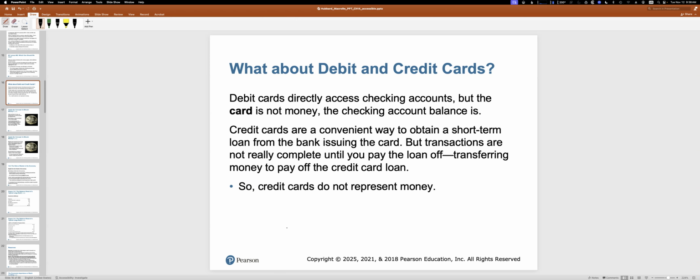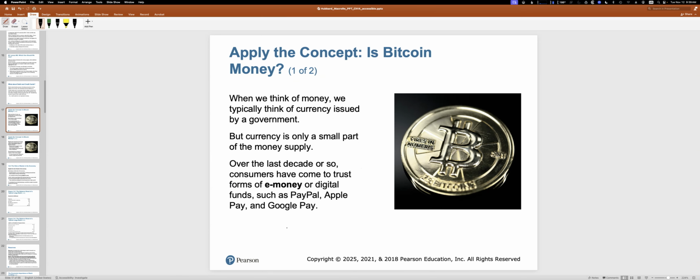Debit cards essentially are just our checking account, which we already know is part of M1. Credit cards are not part of money. It's basically a loan from the credit card company, and we, in essence, pay it back, hopefully by the end of the month. But if you don't, you can pay it off over time. So credit cards are not money.